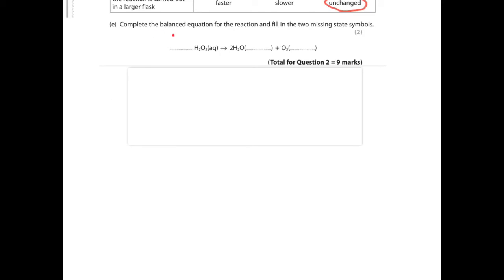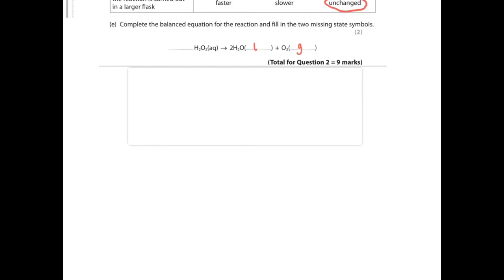Finally, complete the balanced equation for the reaction and fill in the 2 missing state symbols. So let's begin. State symbols are these things here. AQ means aqueous. This means it's a solution, something dissolved in water. We know that H2O is a liquid, so we can just write a little L there, always lowercase letters, and oxygen is a gas, so a G there. The solid would be an S. So that's the first part done. We get 1 mark for that.